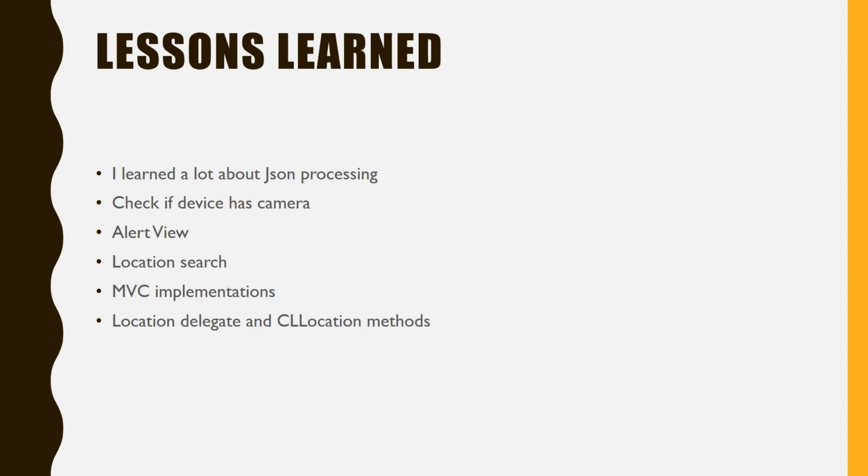The second thing, which was not covered in class, that I had to implement was to check if the device had a camera. The simulators on the Mac don't have a camera, and if you let the user choose the camera, it would crash the app. So I had to figure out a way to check if the device had a camera, and if it did, allow them. But if it didn't, give them a UI alert view, which is the next thing I learned.